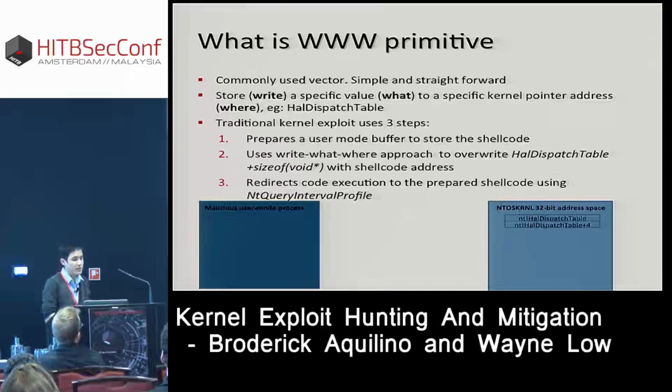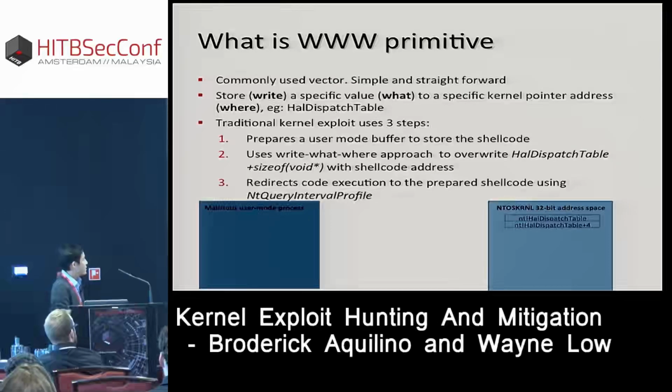Basically, the write-what-where primitive is the most commonly used vector. It is a simple and most straightforward kernel exploitation technique which is widely used by exploit writers. Essentially, it allows an exploit writer to store a specific value to a specific kernel pointer address. For example, the classic target for a write-what-where primitive scenario is the HAL dispatch table exported by ntoskrnl.